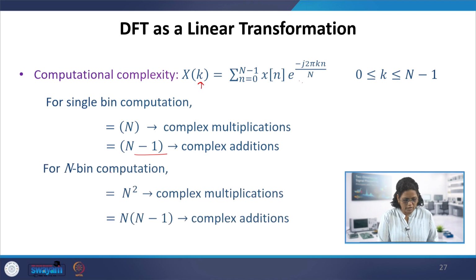And for n bin computation, this is going to be multiplied by n. So n into n, you get n square complex multiplications, whereas the n minus 1 additions are also multiplied by n, so that's for n times. So n into n minus 1 complex additions. So this is the complexity of the DFT.